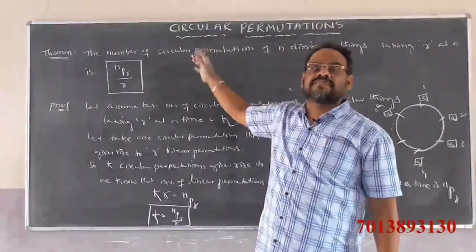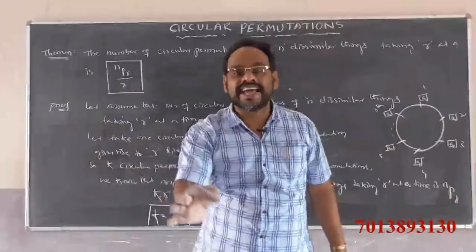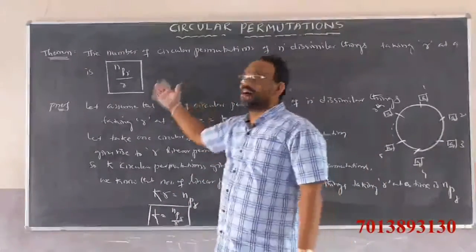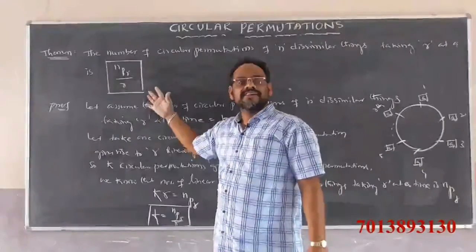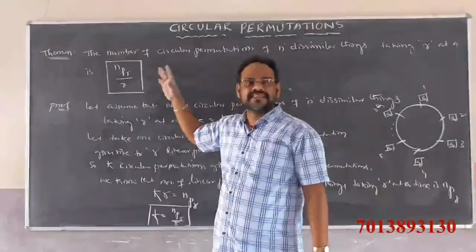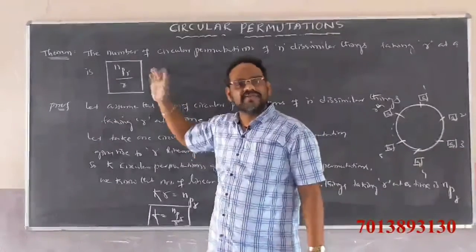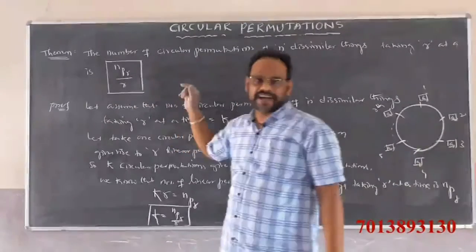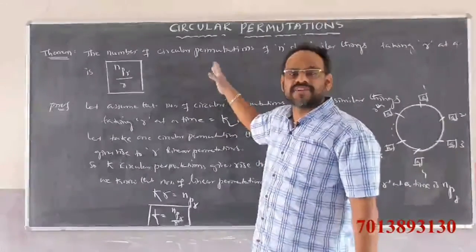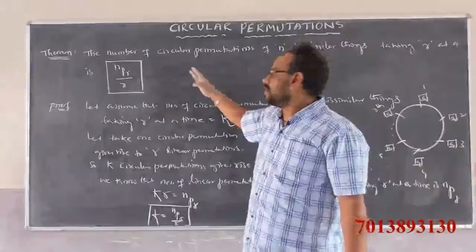So this is the theorem: the number of circular permutations of n dissimilar things taking r at a time is clearly nPr by r. For taking n at a time, that is nPn by n, which is n factorial by n, and we get (n minus 1) factorial.